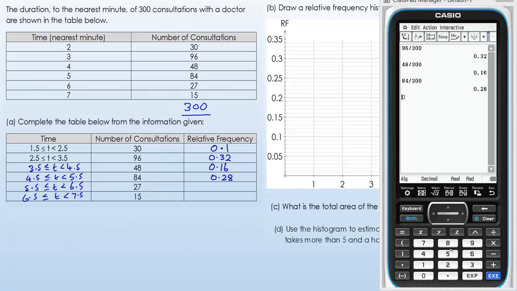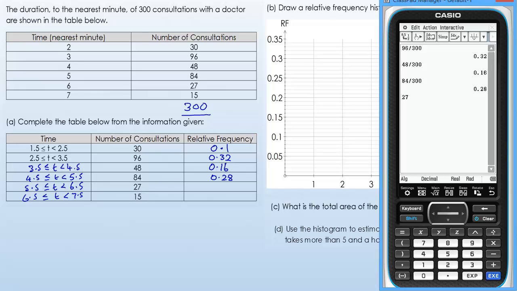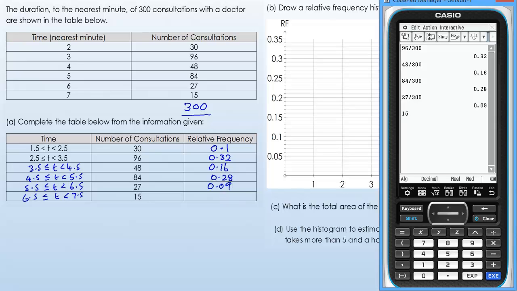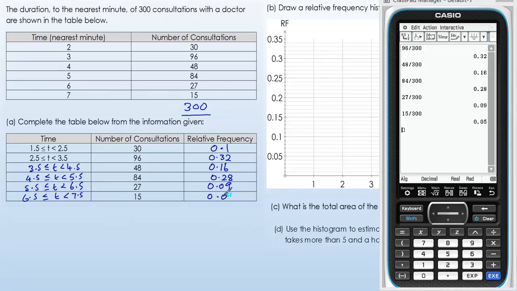And 27 divided by 300 is 0.09. Finally, 15 divided by 300 gives us 0.05.